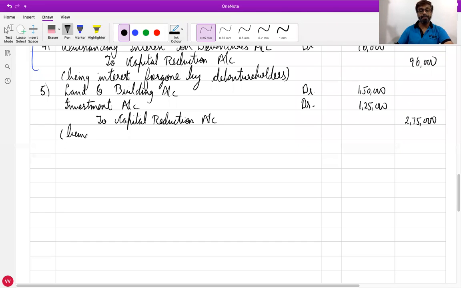Being increase in the value of land and building and investments.